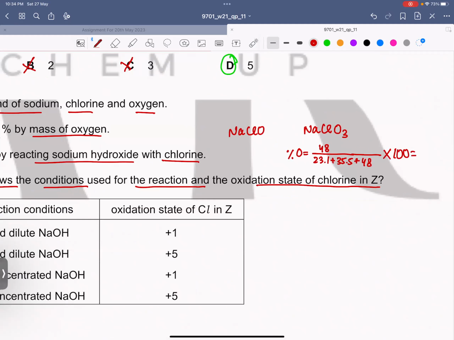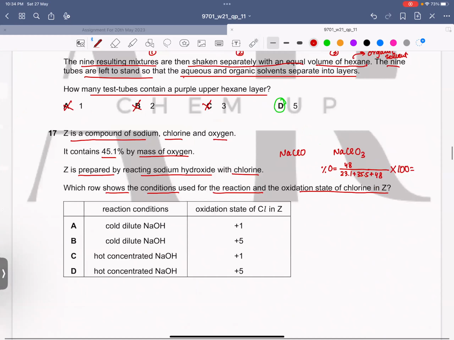If I'm getting 45.1% over here, then it means this would be the compound Z. If I'm not getting the 45.1%, then the other compound would be the compound Z. Yes, can anybody find the percentage of oxygen over here? Yes, sir, it's 45%. Okay, if it's 45%, which means that this is our compound Z.